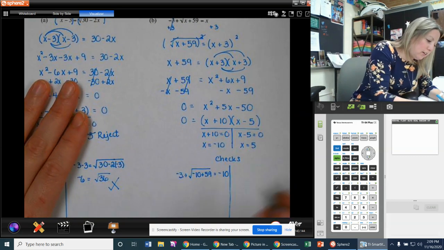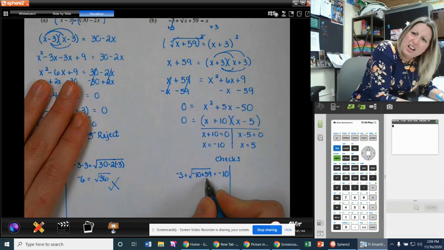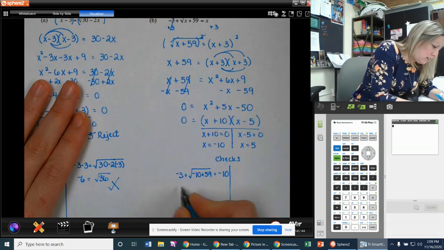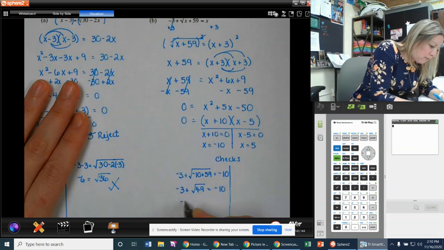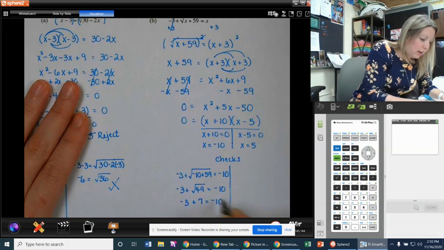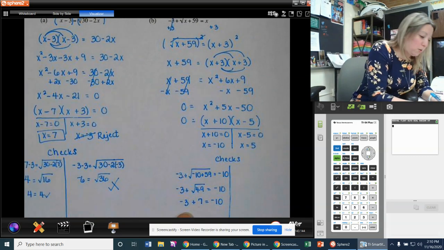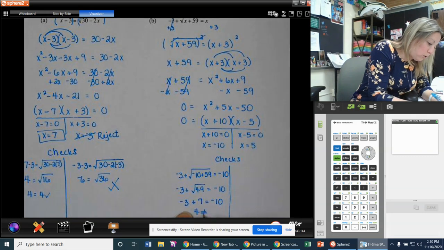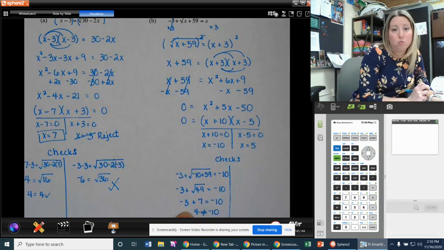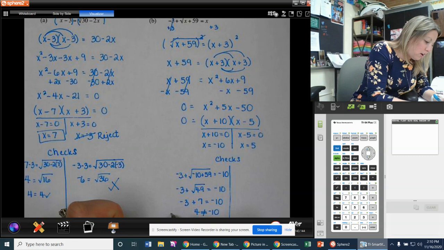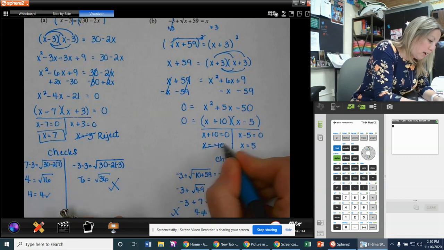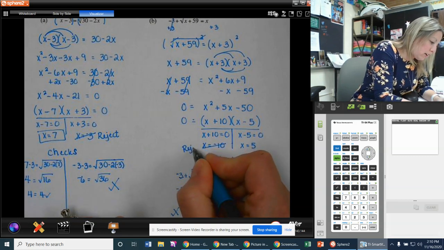Okay, then inside, 59 minus 10 is 49. And what's the square root of 49? It's 7. So I get negative 3 plus 7 equals negative 10. Well, that's not true. Negative 3 plus 7 is positive 4. So since positive 4 does not equal negative 10, since that does not work, then this check didn't work, and we have to cross off negative 10 and reject it.